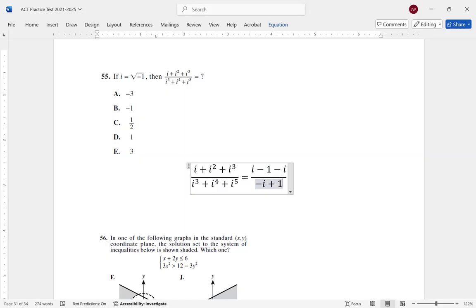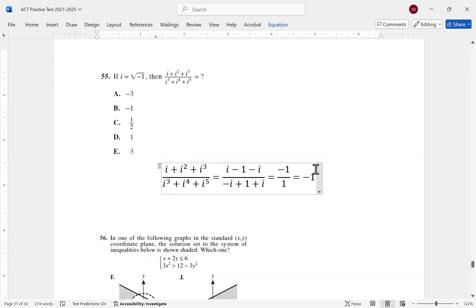And i to the fifth is going to be just i to the fourth times i. That's going to be +i. Notice what happens. We're going to cancel out i and minus i on top. That gives me -1. Cancel out i and minus i on bottom. That gives me a +1. So the overall fraction is equal to -1. And so B is the correct answer to question 55.